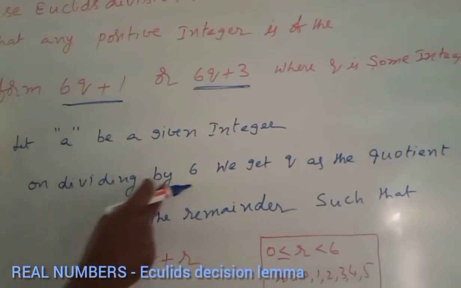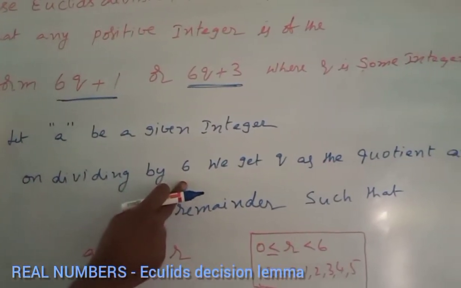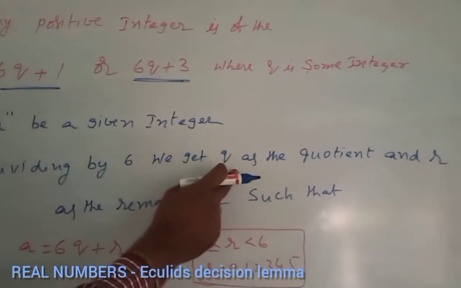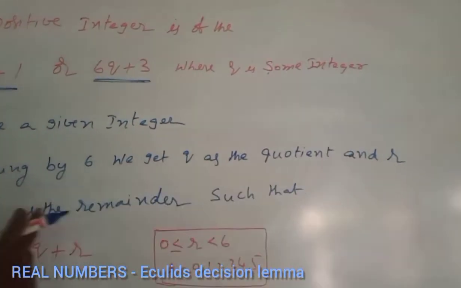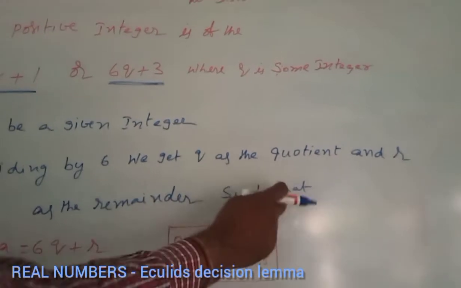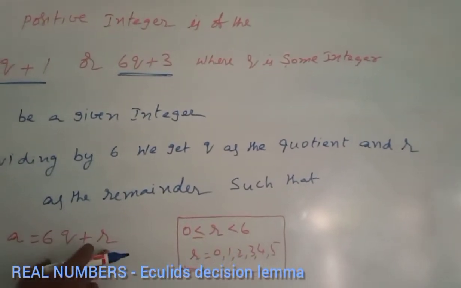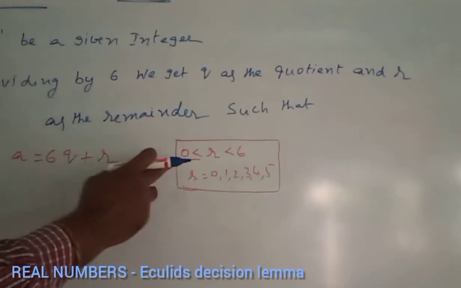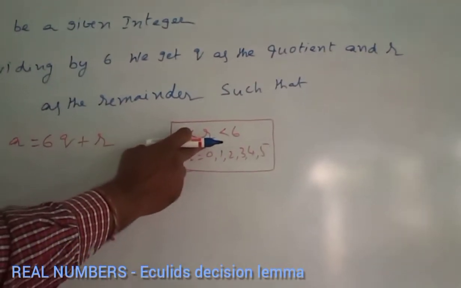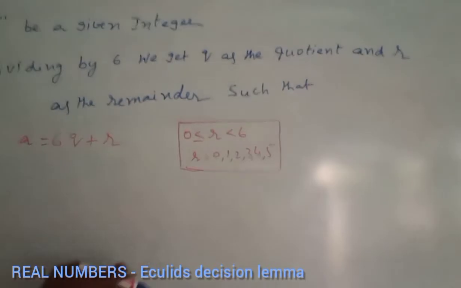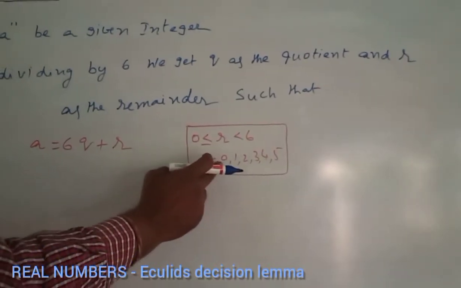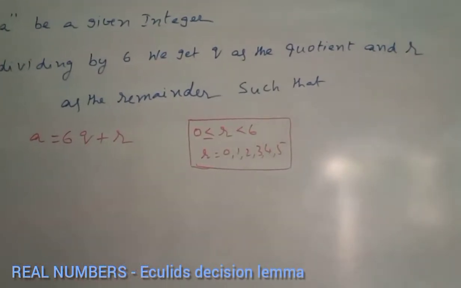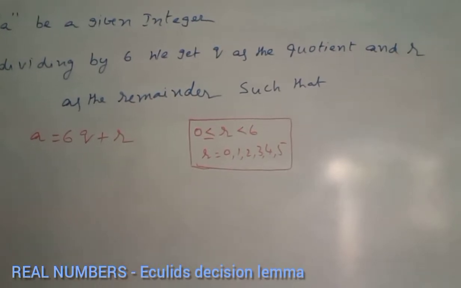On dividing by 6, we get q as the quotient and r as the remainder, such that a is equal to 6q plus r. Here b value is 6, so 0 is less than or equal to r less than 6. That means r is equal to 0, 1, 2, 3, 4, 5.